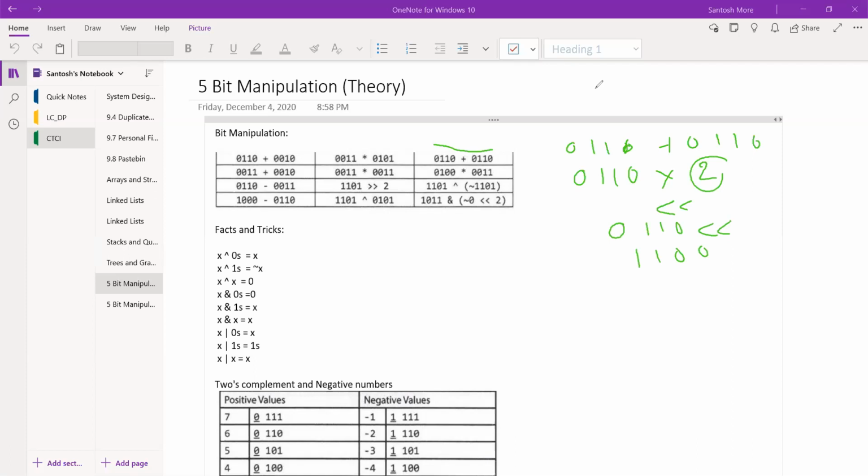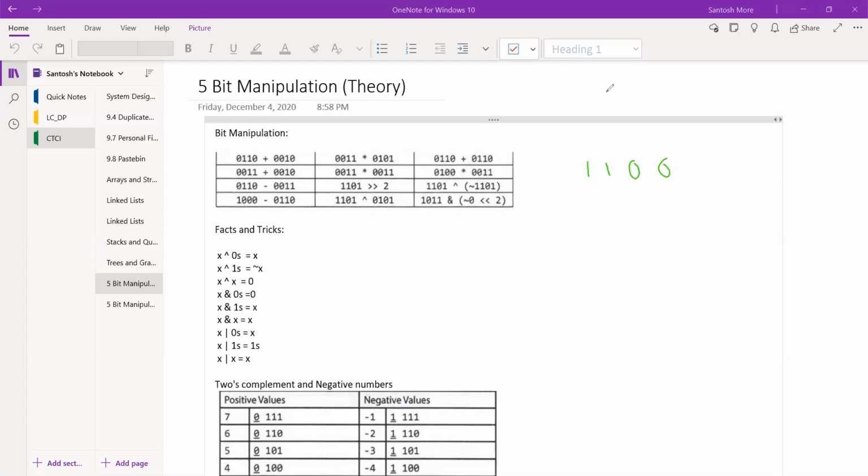This is the way we should understand all these tricks. In the second one, it says this is the first number, 0 1 0 0, which is 4, and multiplying by 4 is just shifting two places. So if we shift 0 0 1 1 by two places, in this case it will be 1 1 0 0, right? This is the way we should understand all these tricks.